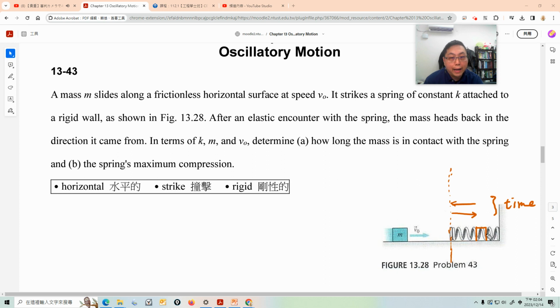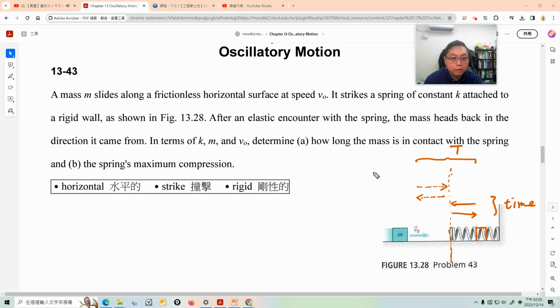Actually, if you look at it carefully, it's just the half period of a simple harmonic oscillation, right? If we start from here, it goes to compress and release, and then if it's simple harmonic motion, it will go back to this position again, and then go back to this position again. 1, 2, 3, 4. That's one cycle. That one cycle is T.